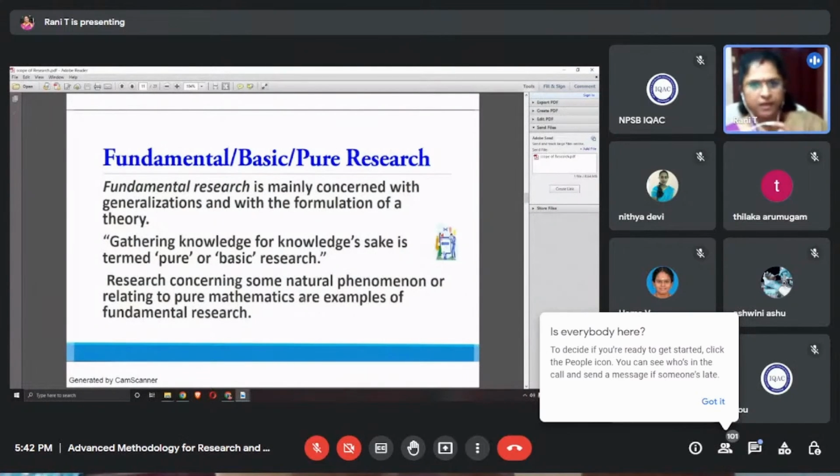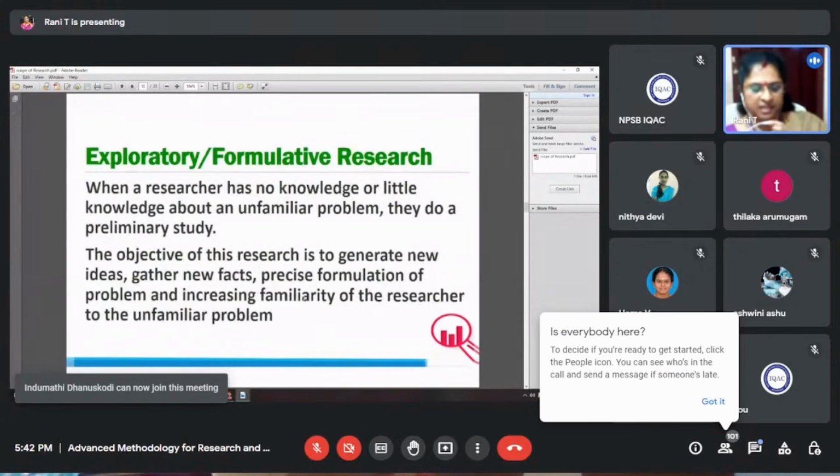How I relate it with fundamental and pure research is here: a generalized theory is compared, and when we do research we find some phenomena. Sometimes in mathematics there are many examples of fundamental research, so we say fundamental, basic, as well as pure research.